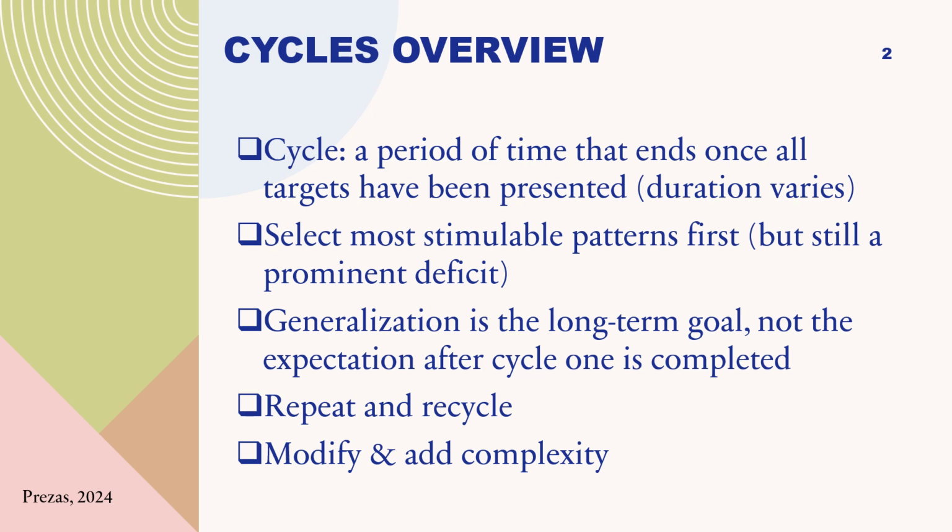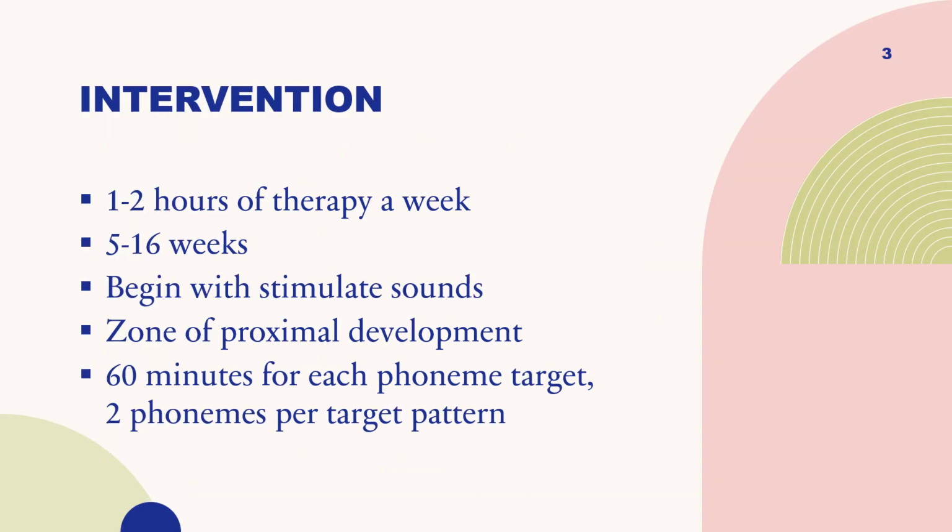So we can add that, change it up over time, but it's a lot of just prolonged exposure, practice, and gradual learning. Again, same with the traditional cycles approach. This is all the same right here as far as what intervention looks like on a timeline, how often, how much. You'll have an hour or two of therapy a week, ideally 5 to 16 weeks. Again, beginning with those stimulable sounds. So you want to get them started with something that they can work on, that they can do. But again, that idea of the zone of proximal development, you don't want to push them too hard where they're disinterested, unmotivated, and they're withdrawing.